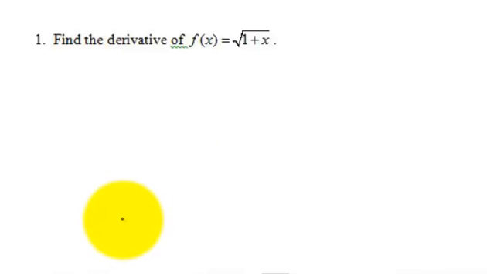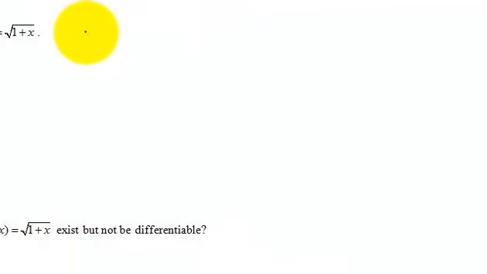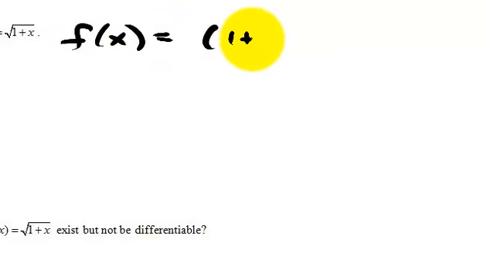Okay, let's get started with questions 1 through 3 on exam 2. Question 1, find the derivative of root 1 plus x. Before doing any of these, it's easiest to differentiate when you have it written like this. So f of x equals (1 plus x) to the 1/2. That way you can use the derivative rules that we've discussed plenty of times.